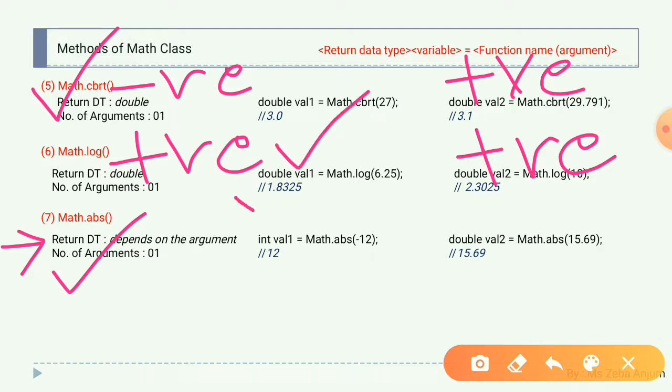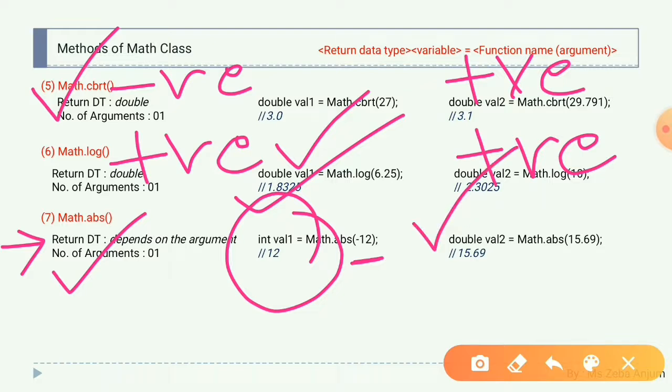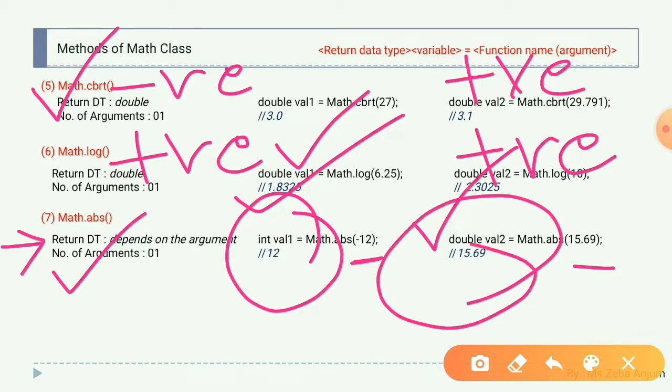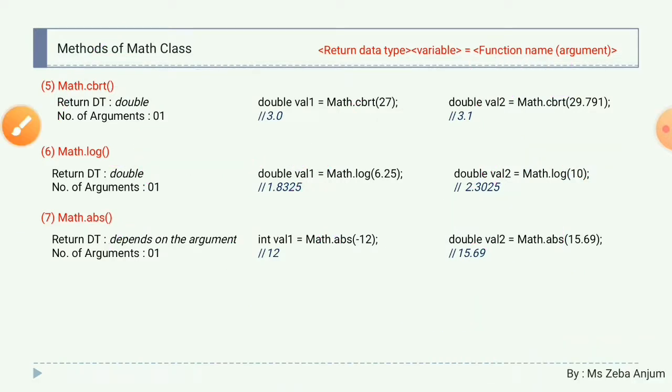See the example. In the first one, you have Math.abs(-12). It is an integer argument, so you are going to get the value as an integer. So 12 you are going to get in return. Now see the second example, you have 15.69. It is a positive number as well as a double, so you will get the same value as the result.